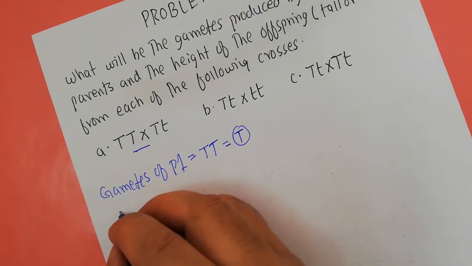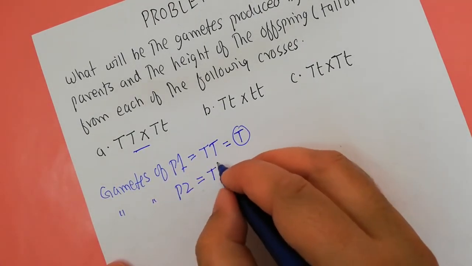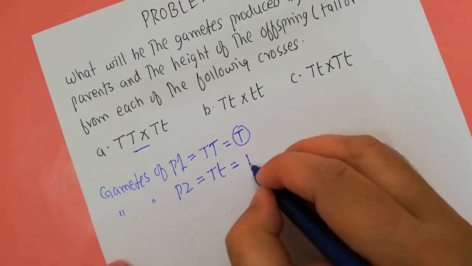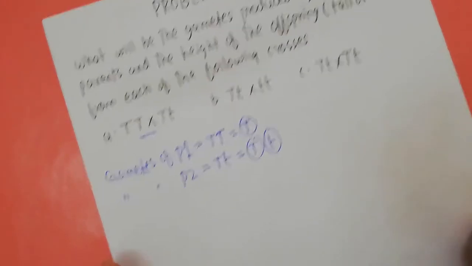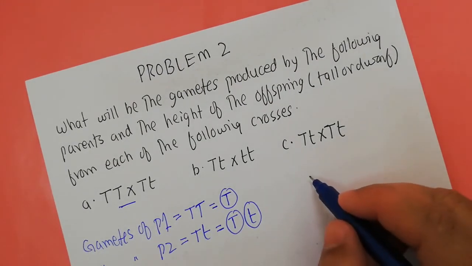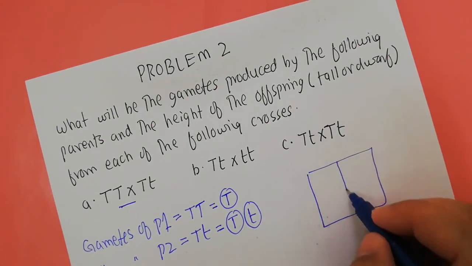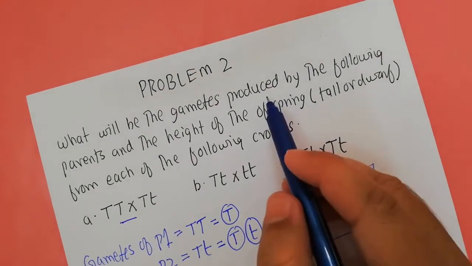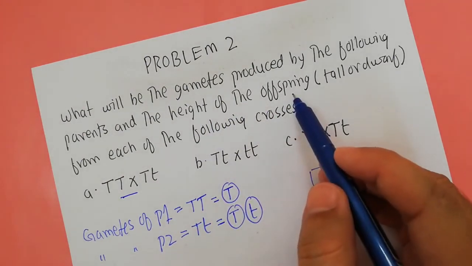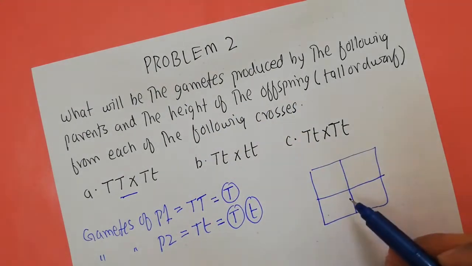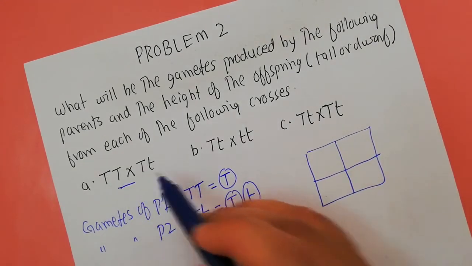If you talk about the gametes of parent number 2, as the genotype is heterozygous, and we have already seen that the heterozygous tall produces two kinds of gametes, a capital T and a small t. The other thing you have to find out is the height of the offspring. They are asking you about two things: what will be the gametes produced by the parents, which we have made, and what will be the height of the offspring, which we are going to determine now if you cross these two parents.